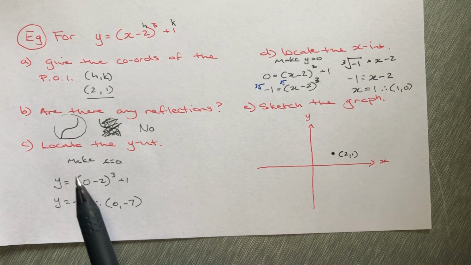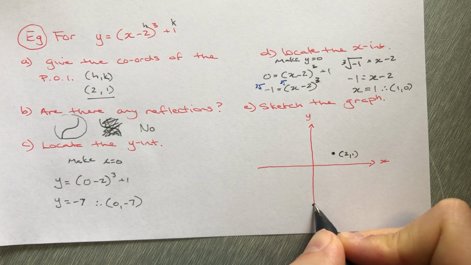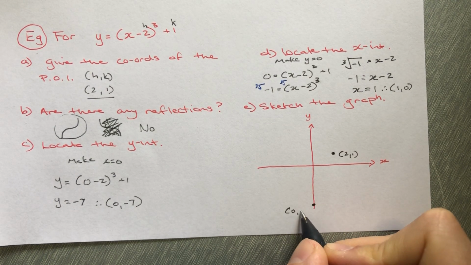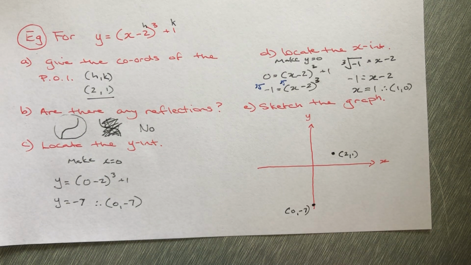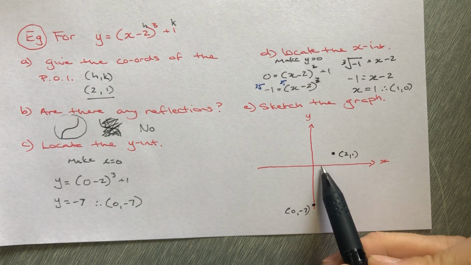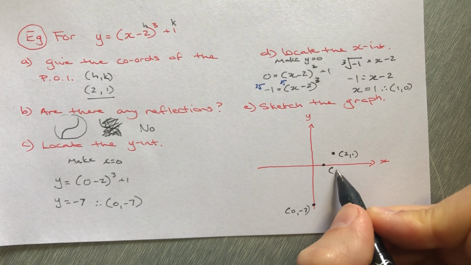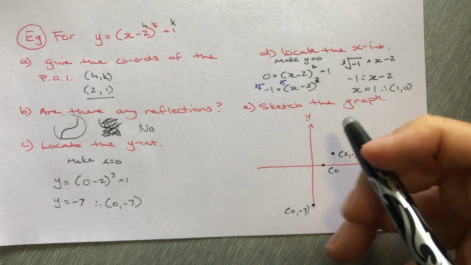Awesome. We want our y-intercept, which is at -7. Let's just say it's around about down here. Okay. And the last thing that we need is our x-intercept, which was at 1. So if that's x is 2, x is 1 is going to have to be here. Oops. That's supposed to be a 1 there.